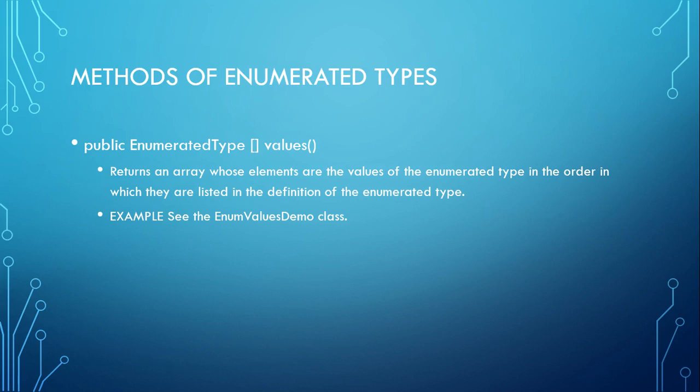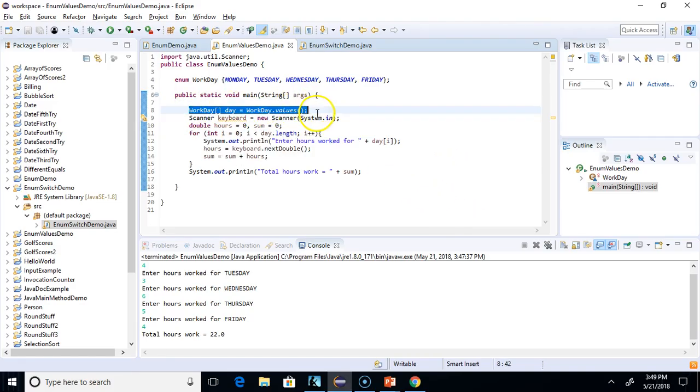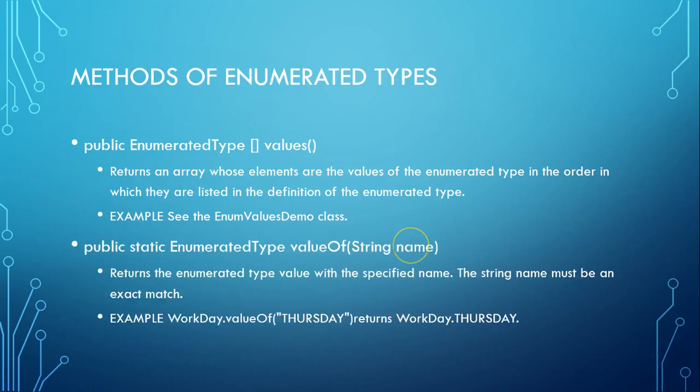Public enumerated type array values returns an array whose elements are the values of the enumerated type in the order in which they are listed in the definition of the enumerated class type. For an example, look at the EnumValuesDemo right here. This array is filled with first Monday, then Tuesday, Wednesday, Thursday, and Friday. It takes what is between this curly bracket and that curly bracket and substitutes it in here for that array. And lastly, public static enumerated type valueOf(String name) returns the enumerated type value with the specified name.